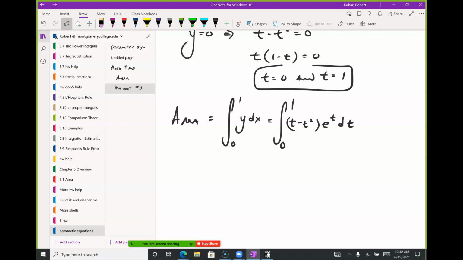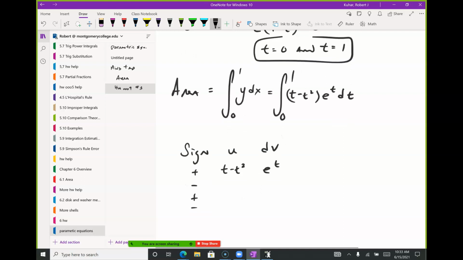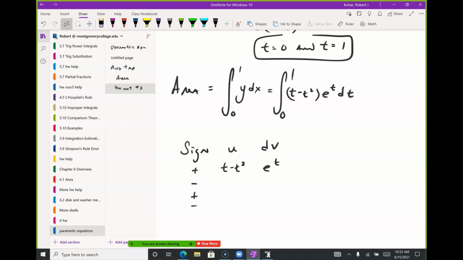So this is nice. This is a by parts, and this is a tic-tac-toe, right? So let's do this one. I need signs plus, minus, plus, minus. I need my u, which is t minus t squared, and I need my dv, or v, which is e to the t, right? That's e to the t every time. So what's my first derivative there? I get 1 minus 2t, and then I get negative 2, and then I get 0.